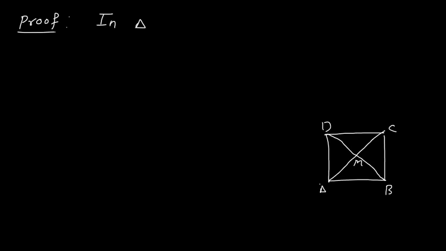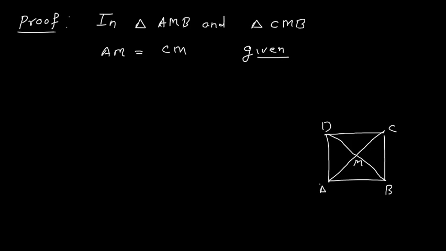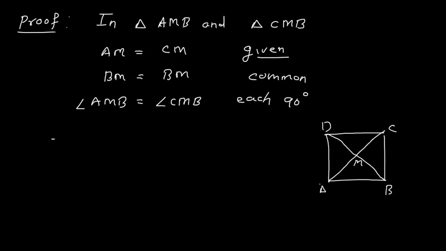So in triangle AMB and triangle CMB, you can take CMB or BMC. In these two triangles, we have AM is equal to CM. This is given. Second, we have BM is equal to BM. This is a common side. And third, we have angle AMB is equal to angle CMB, each 90 degrees. This is also given. So therefore, our triangle AMB will be congruent to triangle CMB.